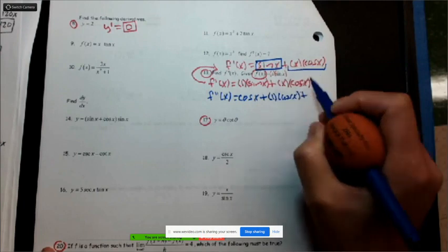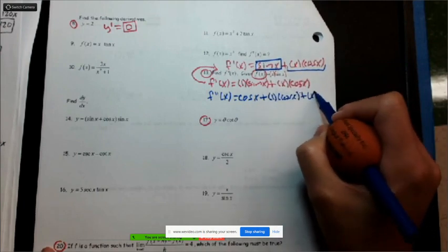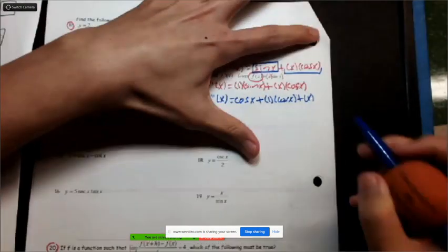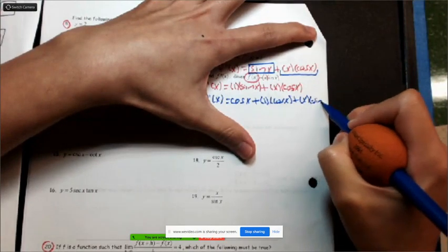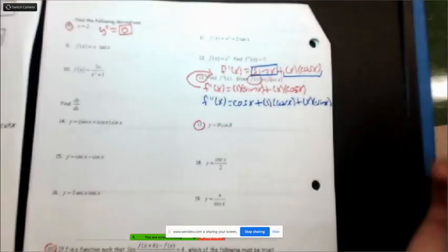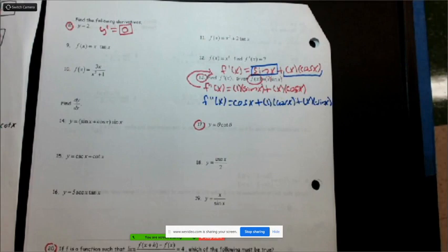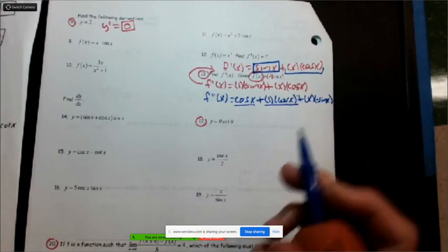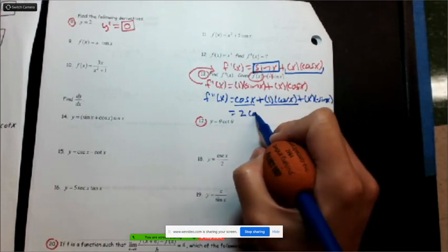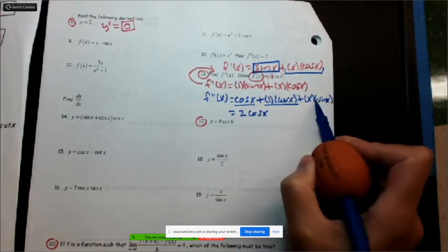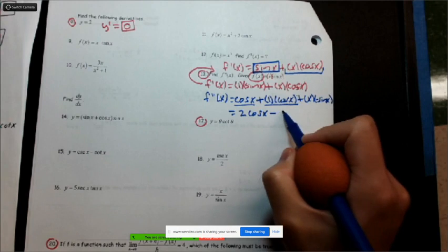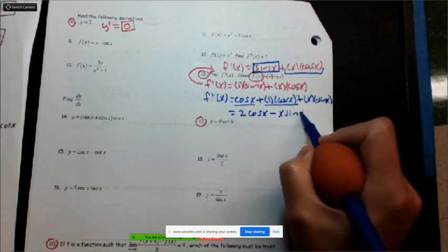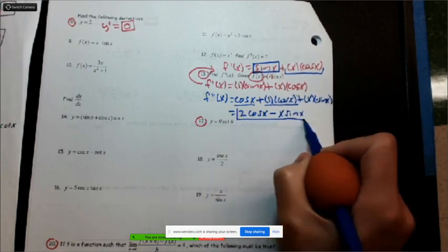Plus, I keep the first. What is the derivative of cosine? Negative sine. And if you have to write snow cone, go for it. And if I were to simplify this, what is cosine plus cosine? 2 cosine. And then I have a negative times a positive: minus x times sine of x. And that will be the best answer.